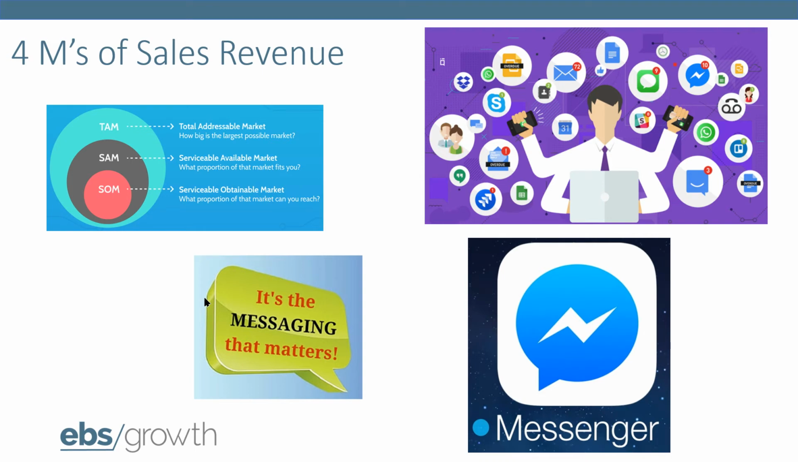And from that list development, we really have to identify the four M's of sales revenue. One, the total addressable market: what's our market? Two, the message we're going to deliver to that market: how are we going to position ourselves? Three, the medium through which we send that message: what channels are we going to use? Social, email, telephone. And then lastly, the messenger: how effective is that messenger?